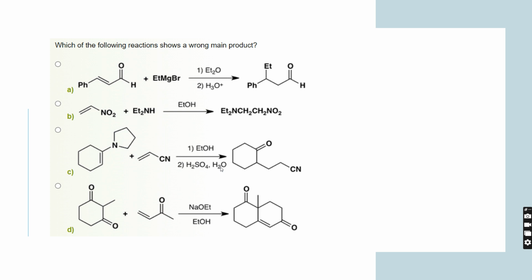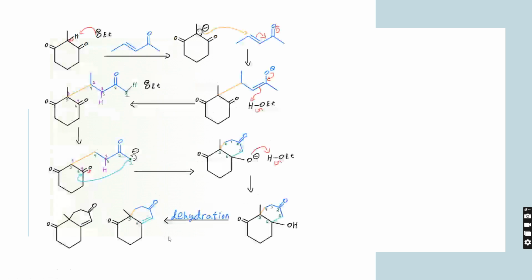Now we are left with option D, where we are treating this diketone compound with an alpha beta unsaturated ketone in the presence of sodium ethoxide base and ethanol solvent. We have already discussed one question which was very similar to this, just the second substrate was a bit different there, but the reaction was following Robinson annulation.